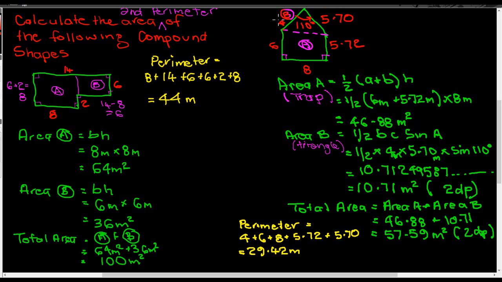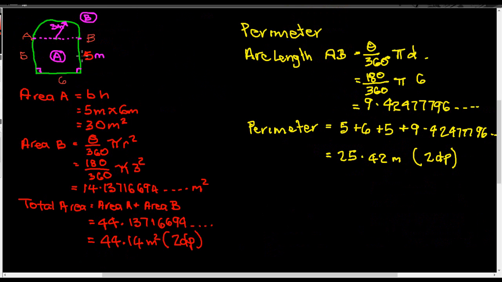So in this case, going counterclockwise, 4, 6, 8, 5.72, 5.7. Adding those all together, 29.42. That will give us the perimeter, or the distance around the outside of that shape. Right, now moving right along to another example.